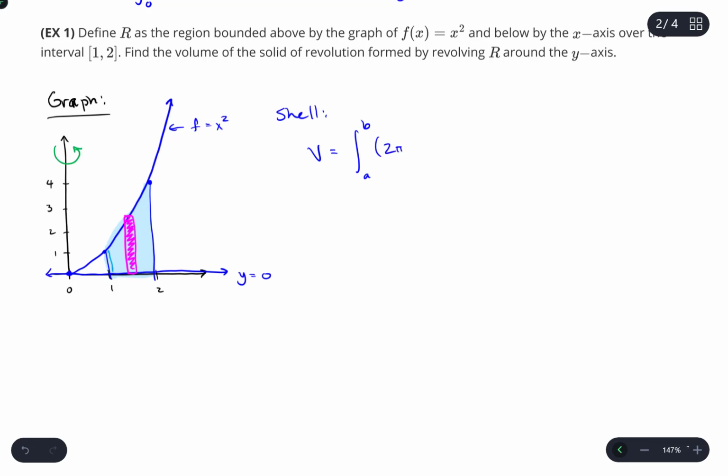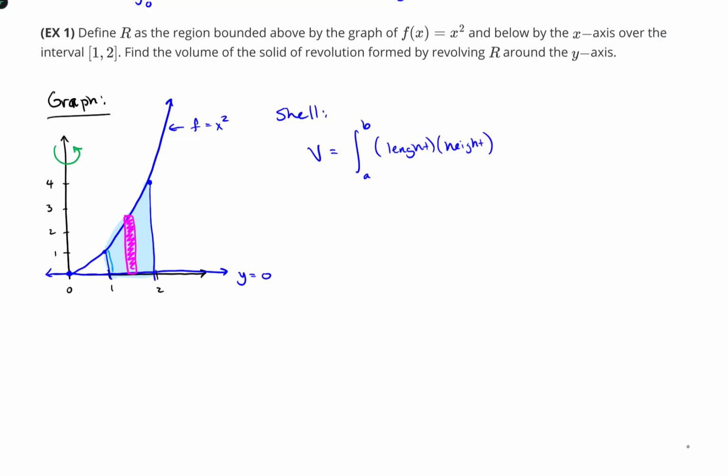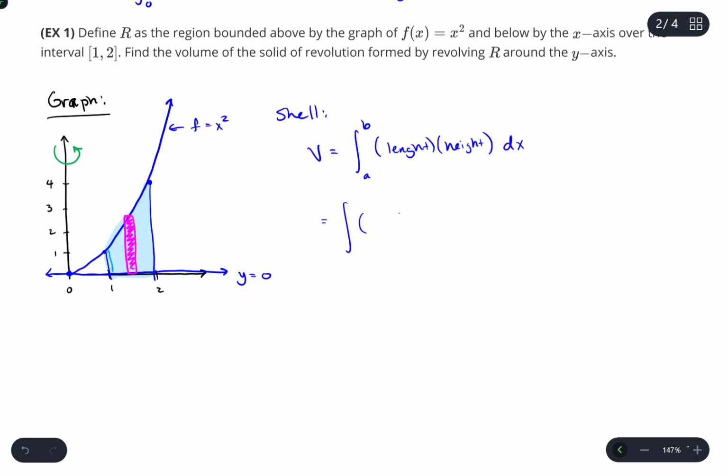Well, let me write it out like this. I need the length of each shell times the height of each shell, and then technically the width, but that's always going to be either dy or dx, depending on the orientation of your rectangle. So I'm just going to go ahead and put that in as dx. All right, now the height of each shell. When I rotate this rectangle around the y-axis, the height of each shell is just the function itself. So that's pretty straightforward. So the height is just x squared.